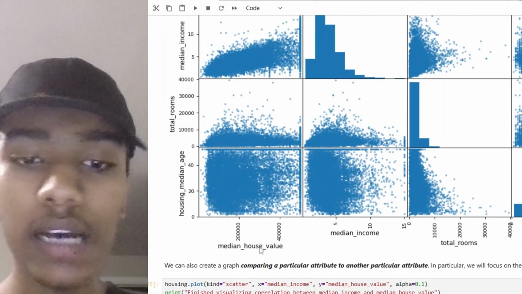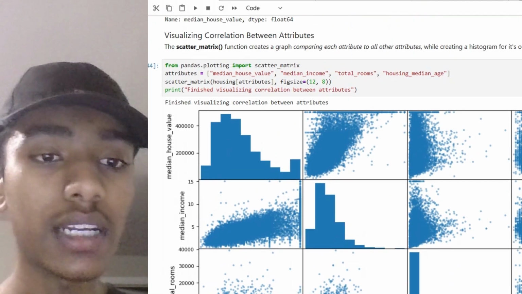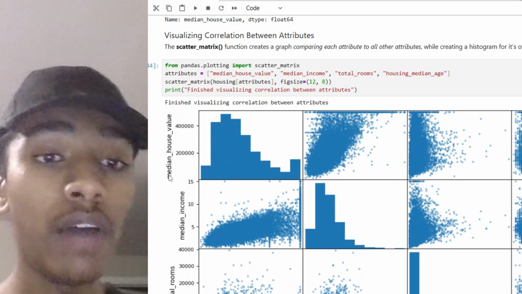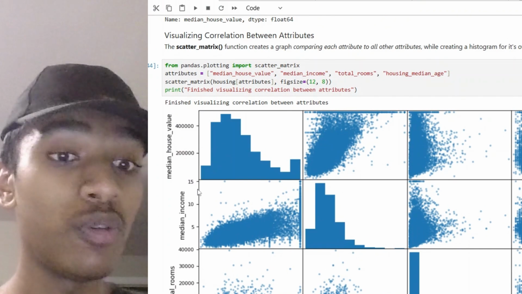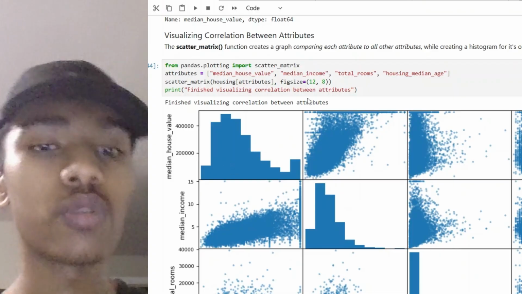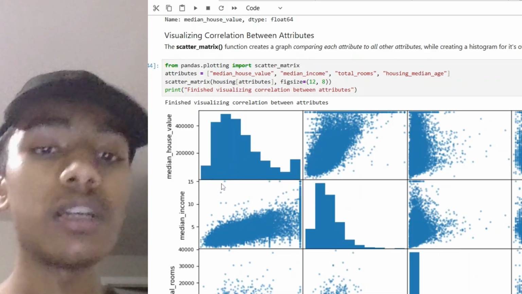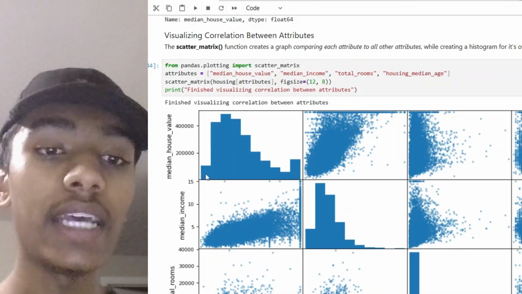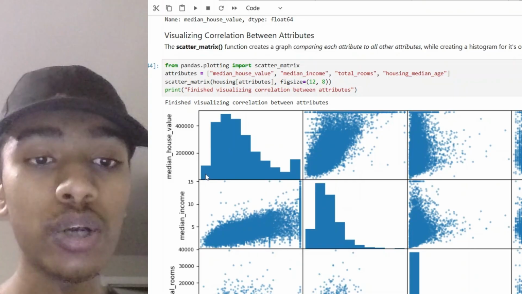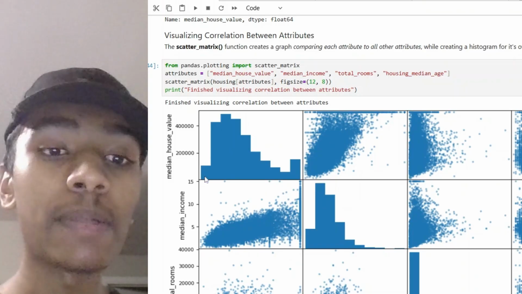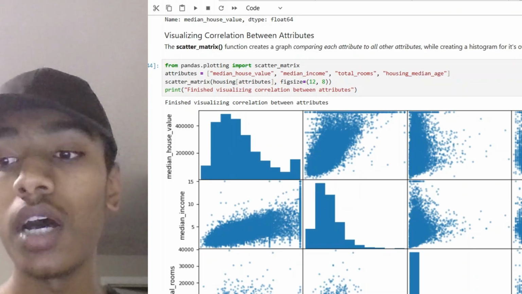So we have here median house value, and we're comparing that to median house value. And obviously that would have a correlation coefficient of 1. So that would typically be a straight line, because none of the values would be different. But in this case, it's going to be a histogram, and the reason for that is because it knows that it's going to have a correlation coefficient of 1. And so it's showing how many districts represent that particular value.